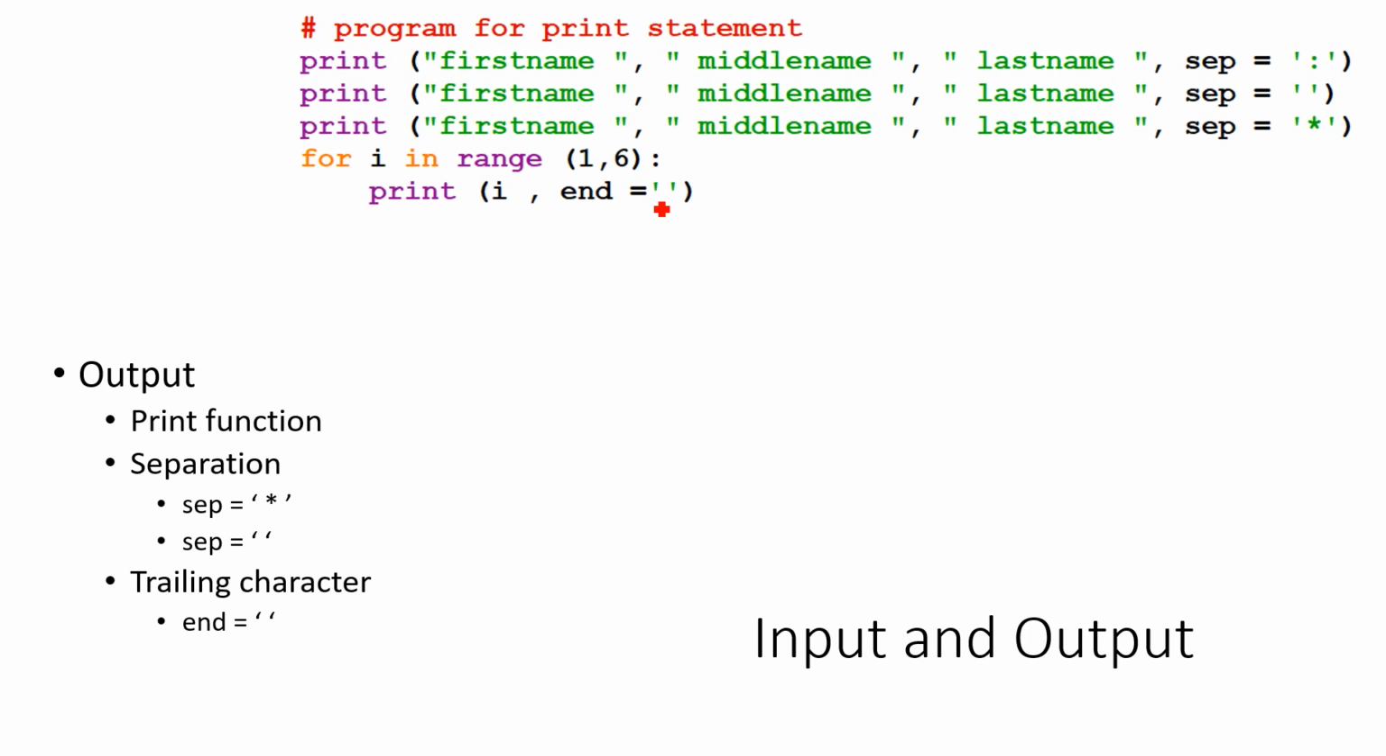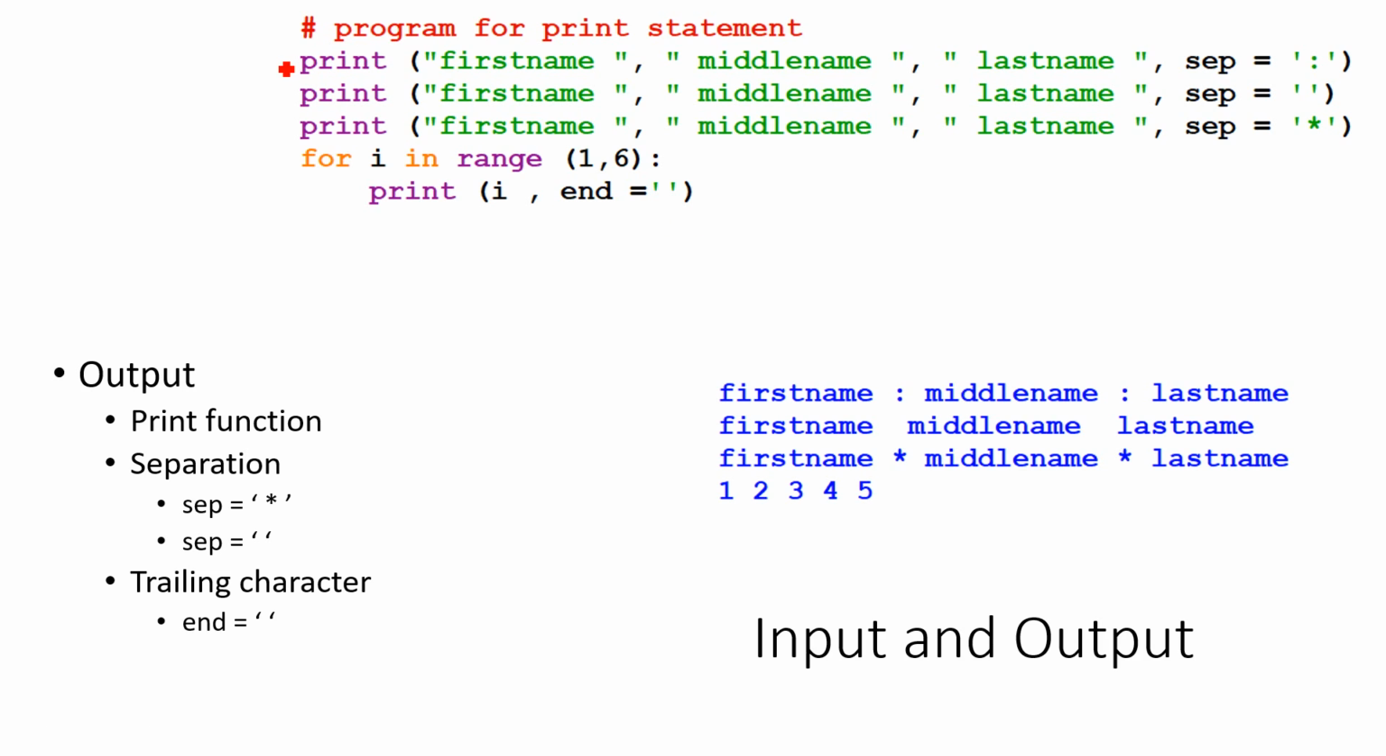Now, instead, I want to get it printed on the same line. Then what we can do, we can use this end construct. The end construct will help us to end the line with a space, not with the new line. Now here, if you look into it, for the first print statement, we can see that first name, middle name, and last name are separated by colon. And for the second print statement, we will be able to see the arguments are separated by a space. Similarly, the third print statement where arguments are separated by asterisk.